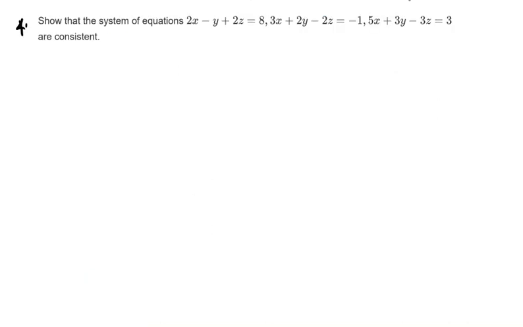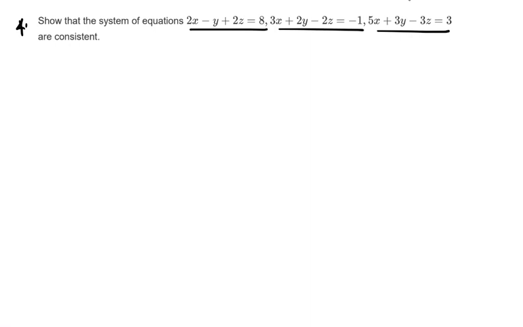This is the question we have. Here we have to show that the system of equations, we are given three equations. This is the first equation, this is the second equation, and this is the third equation. We have to say they are consistent.